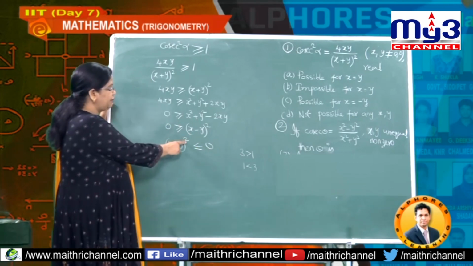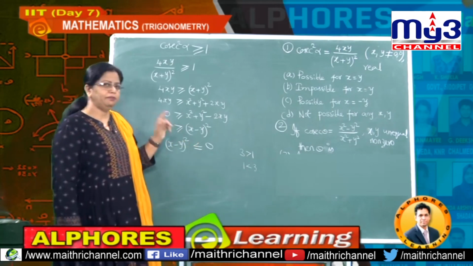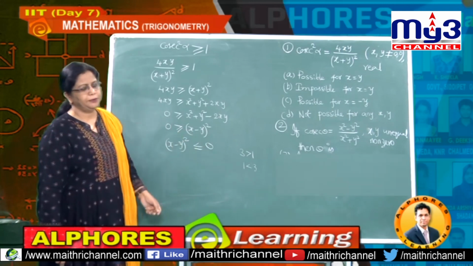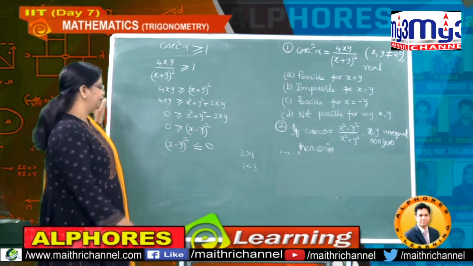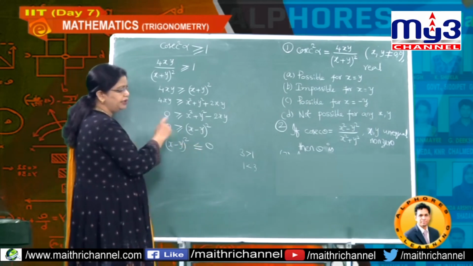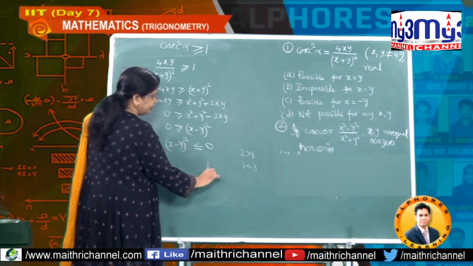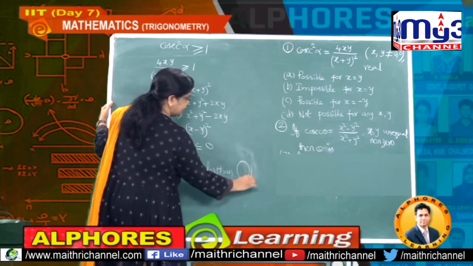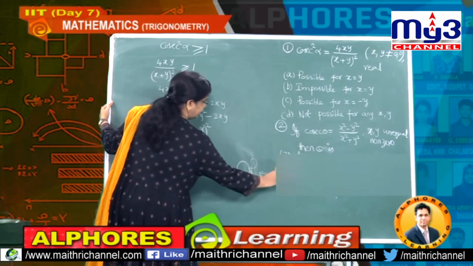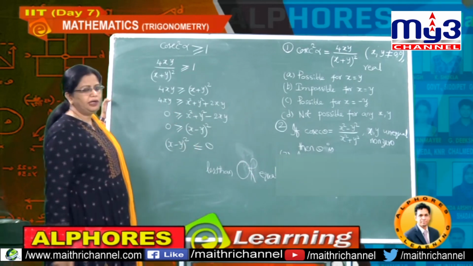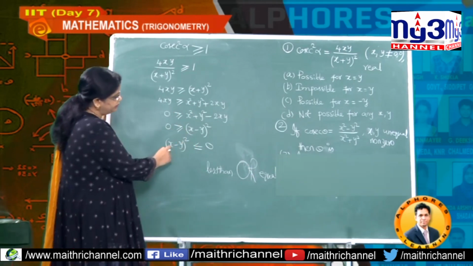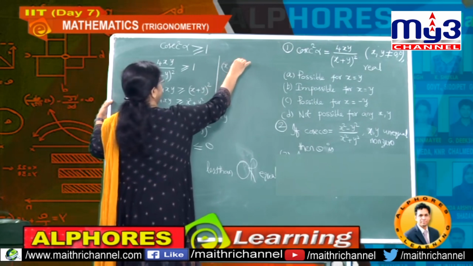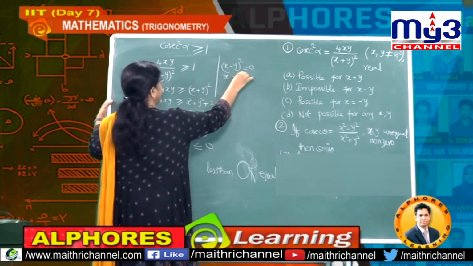But what is the nature of even power of any value? Even power of any value is always a positive quantity or else it must be 0. It can't be less than 0 at any time. Hence here, less than or equal to. Since less than is not possible, which one do we consider here? Equal to. So (x minus y) whole square equals 0.